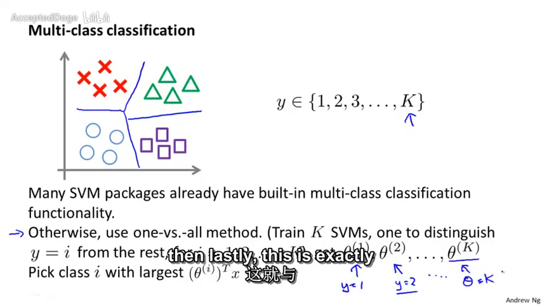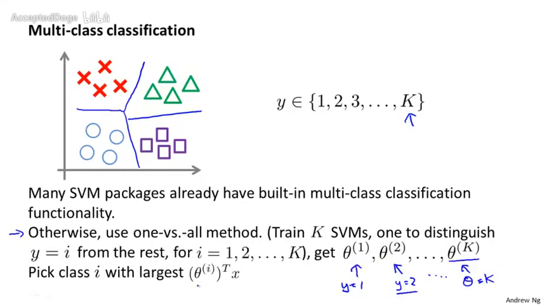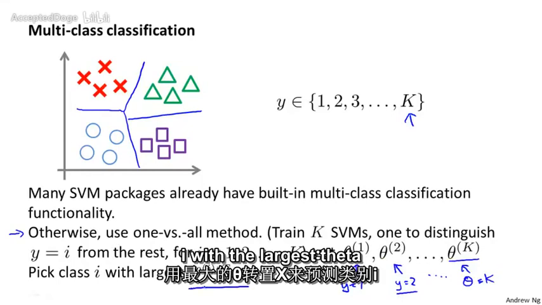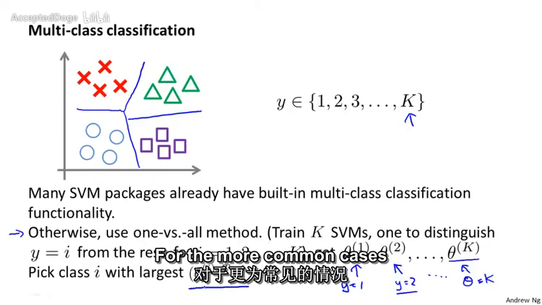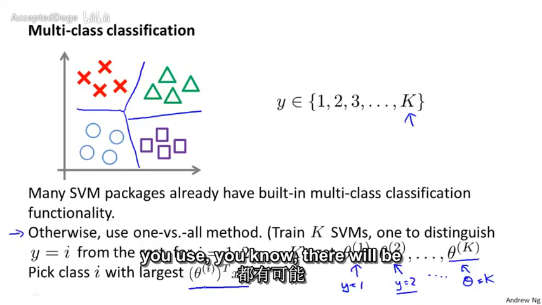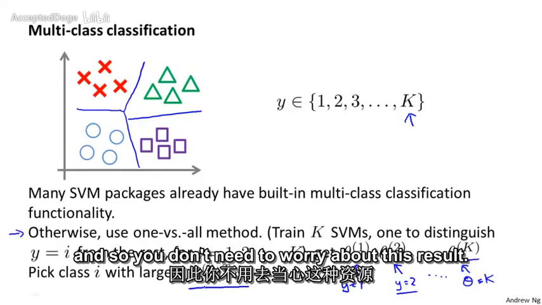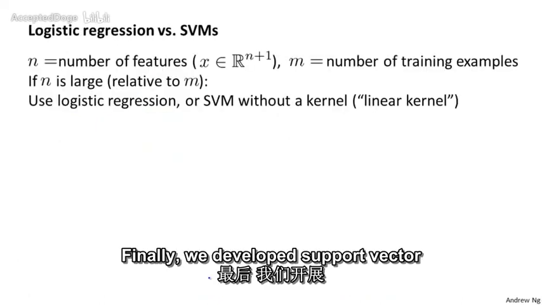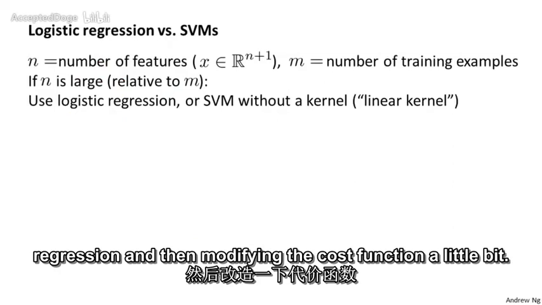And then lastly, this is exactly the same as the one versus all method we have for logistic regression. Really, you just predict the class i with the largest theta i transpose x. So that's multi-class classification of SVMs. But the more common case is that there's a reasonable chance that whatever software package you use will already have built-in multi-class classification functionality, and so you don't even need to worry about this yourself.